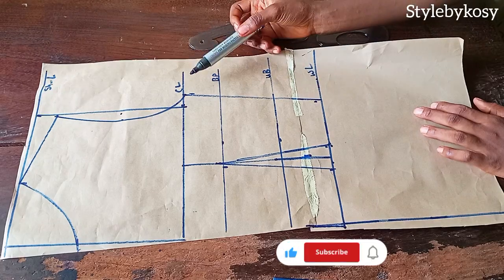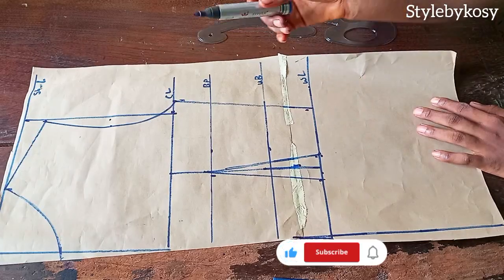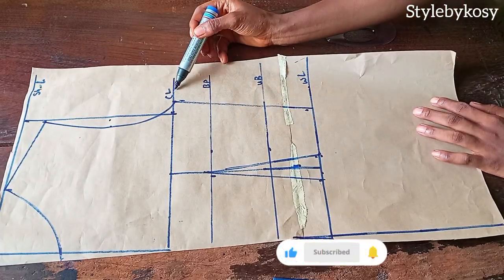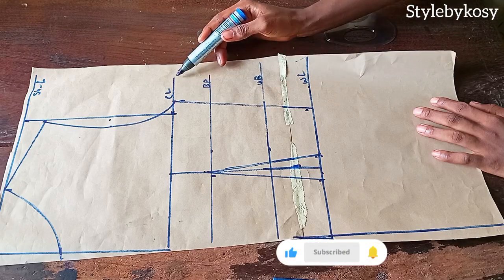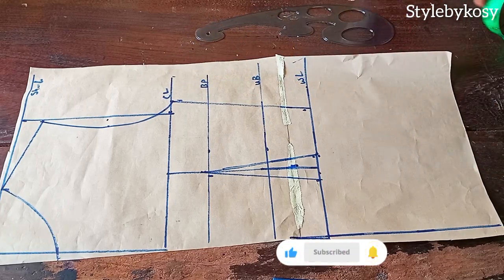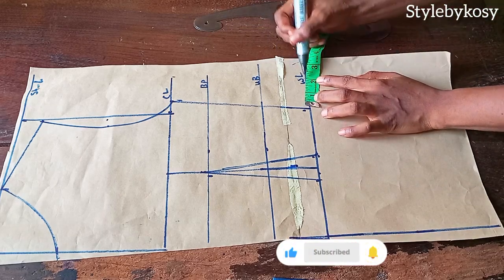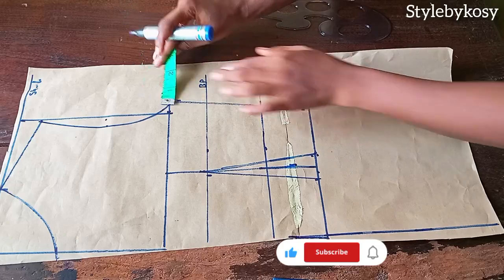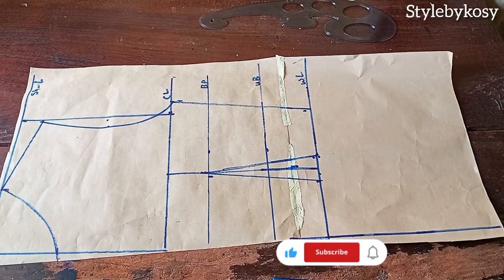Next you want to do is to add your allowance. Okay, you can go ahead and add your allowance when drafting this, or when transferring to your actual fabric you can add your seam allowance. So on the bust line, add 2 inches for your seam allowance. On the waistline, you will add 2 inches for your allowance, then also replace the dart. Replace your dart of 1 inch intake. This 1 inch intake on both sides, that's half of an inch. Go ahead and replace it on the waistline.